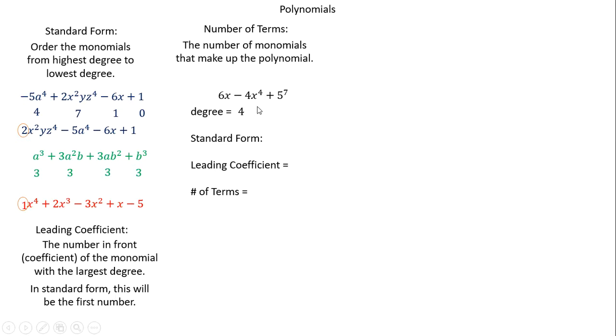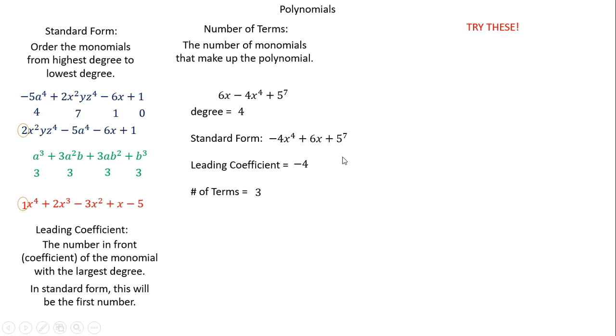Put it in standard form. We want to move the 4x to the 4th to the front. Notice the negative comes with it, plus 6x plus 5 to the 7th. If you really want to, you can figure out what 5 to the 7th is. It's going to be a big number. You can just leave it as 5 to the 7th. What's the leading coefficient? Well, negative 4. And how many terms do we have? 1, 2, 3. So 3 terms.